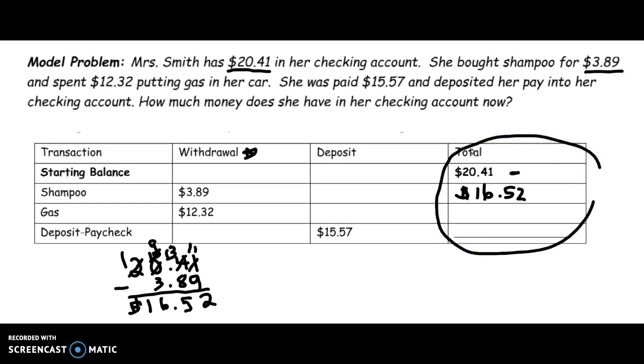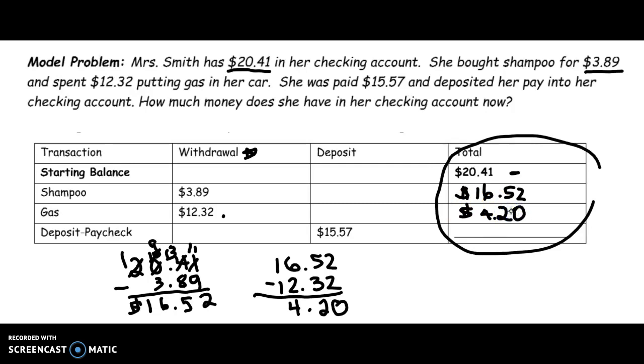So I'm going to keep track the whole way down this side right here of how much money she has in total. Okay, so after she bought the shampoo, she also put gas in her car. So she spent $12.32 on gas. So she spent it, which means I need to subtract that from her total. So her total was $16.52, and she spent $12.32. So 2 minus 2 is 0, 5 minus 3 is 2, 6 minus 2 is 4, 1 minus 1 is nothing. So after getting gas, she has $4.20 left.